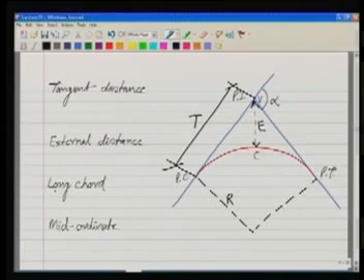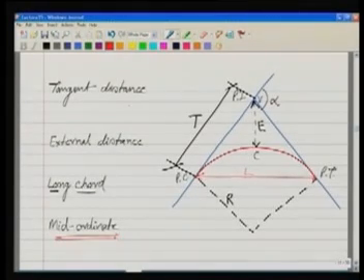Then we have a term called long chord. Long chord is, I will show it in red color here, if you join the point of curve and point of tangent, this is the chord on the curve. This is called the long chord, and we show it by capital L. Then midordinate. We will need all these in setting out the curve, which is why we need to discuss this. This is M. M is midordinate.